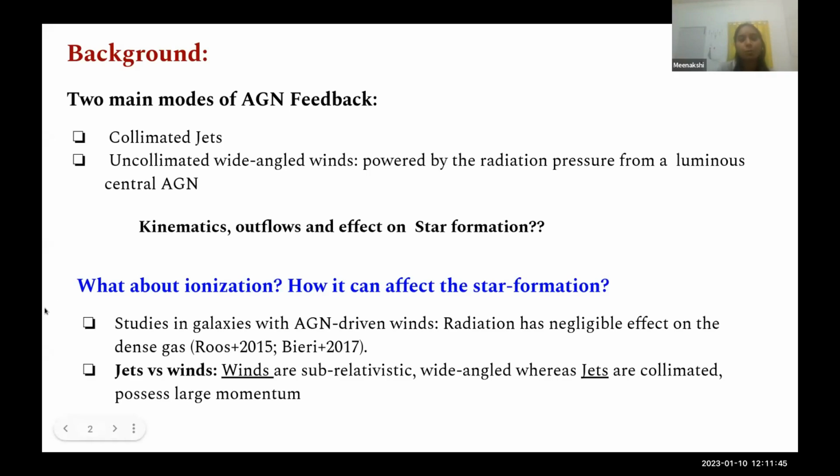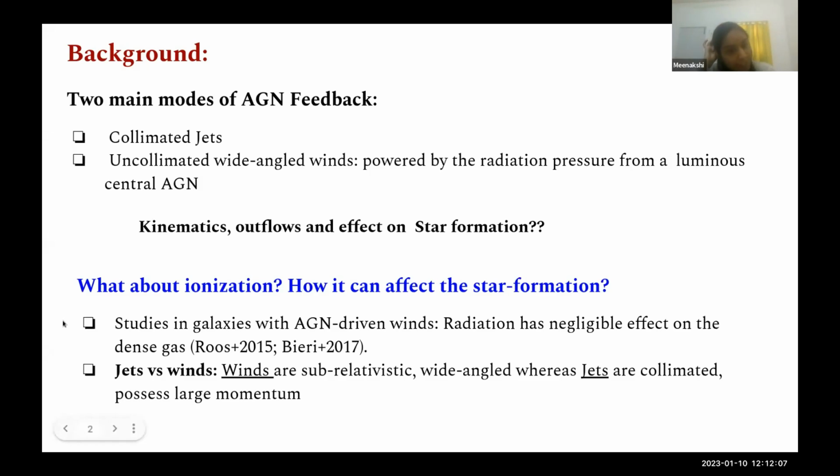When we talk about the feedback from AGN, there are mainly two modes which are considered. First is collimated jets, and second is uncollimated wide-angle winds. Most of these studies focus on how the jet-gas interaction affects the kinematics, how it drives the outflows, and as a result, how it can affect the star formation in the system.